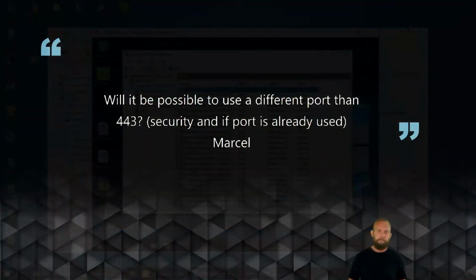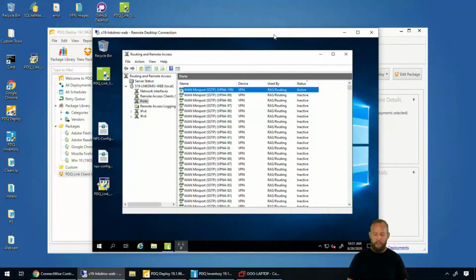Hey Josh, will it be possible to use a different port than 443 for security, and if the port is already used? Sincerely, Marcel. Hey Marcel, SSTP unfortunately is 443 only. So that's not a decision that we made. That's a decision that Microsoft has determined for that protocol. RAS does allow for some other authentication and encryption algorithms, but we chose SSTP because of its ease of use.